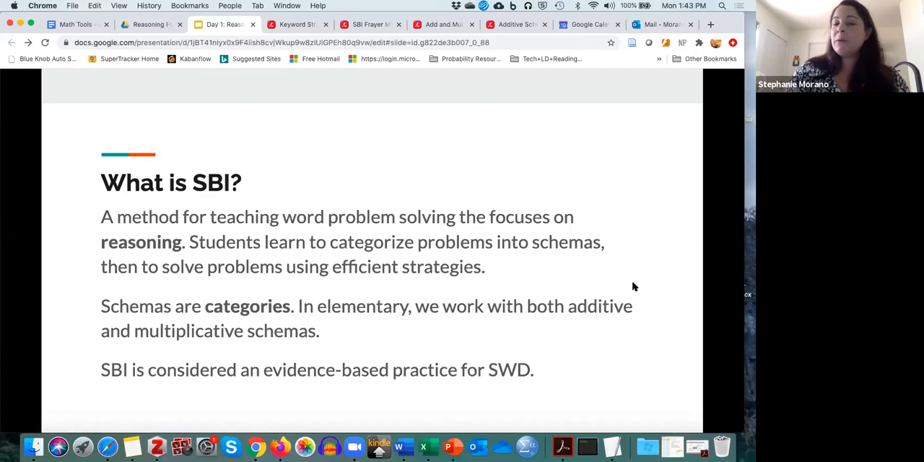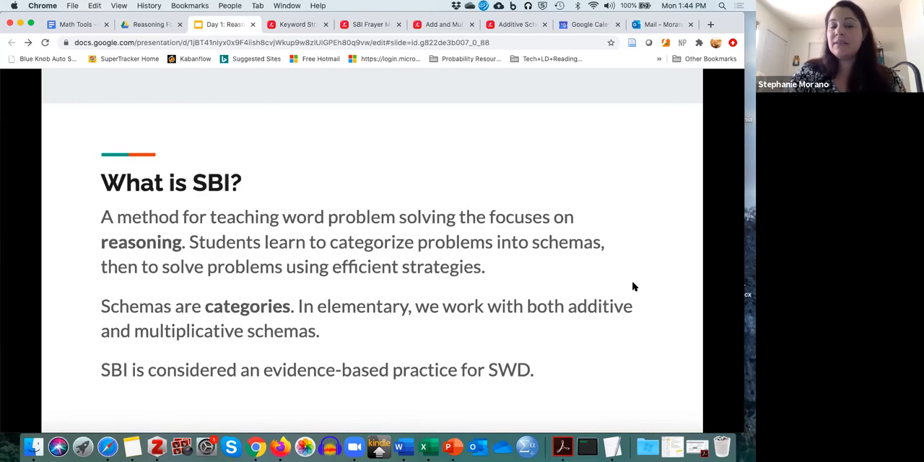So in elementary, we work with both additive schemas and multiplicative schemas. Today, we're going to do a quick overview of the additive schemas, and then on day 3, we'll look at the multiplicative schemas. The way that we teach schema-based instruction is the same across all the schema categories. So the categories are important to understand, which is why we're going to spend some time on the additive schemas today. But what we really want to focus on is how do we use this approach.